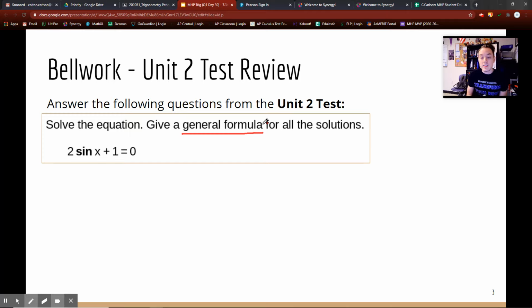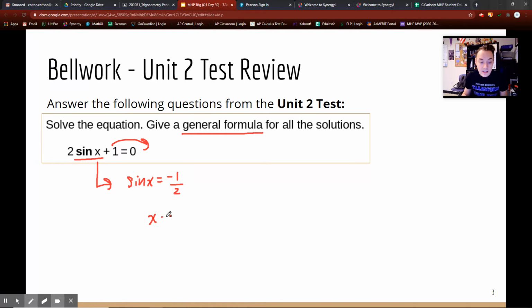Now, because they didn't give us an interval, they just want a general formula. We do need to do the plus 2 pi n, or if it was tangent, the plus pi n. So since it's sine, it's going to be plus 2 pi n. So let's get started. I need to solve for sine of x. How do I solve for that? I simply subtract the 1 over, divide by 2. So I have sine of x equals -1 over 2.